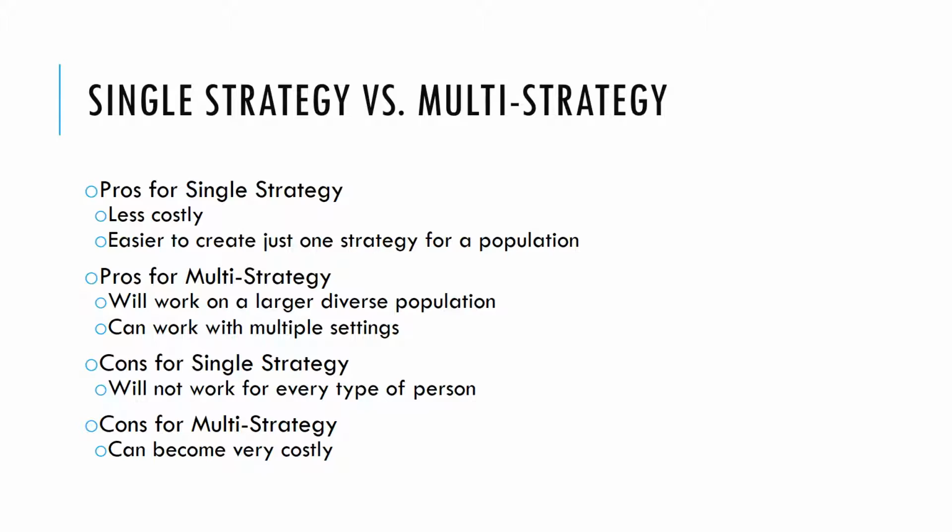The major con for using a single strategy intervention is that it will simply not work for every type of person that shows up in a population. The only minor con for using a multi-strategy intervention is that eventually it can become very costly because the more and more activities you end up using during your intervention, somewhere along the line, money will pile up.